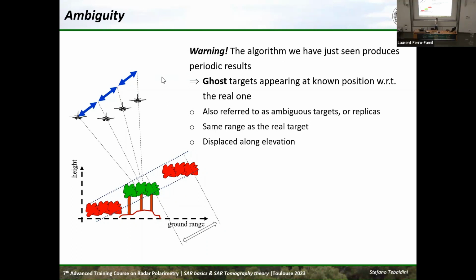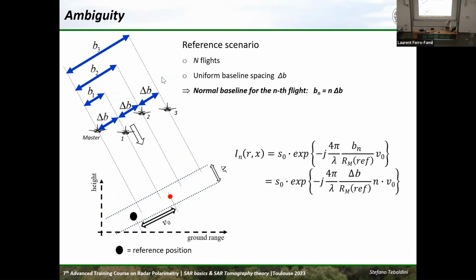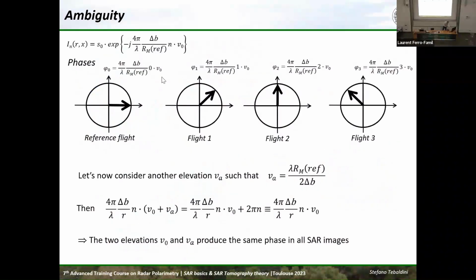Now, to understand where this comes from, we can take the simple case where the baselines are uniform. Let's say that I have a reference flight, and then I have another flight at the normal distance delta B, another one at the same distance, and so on. We call this a uniform baseline distribution. Since it is uniform, in place of Bn, which is the baseline for acquisition number n with respect to the reference acquisition, we can write delta B times n. And now you will see why this is important.